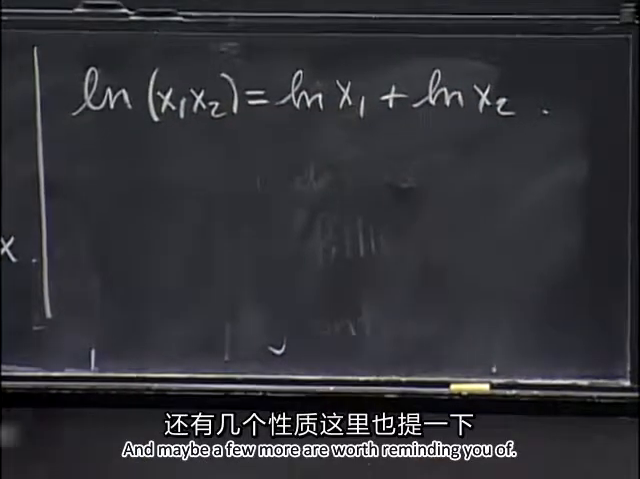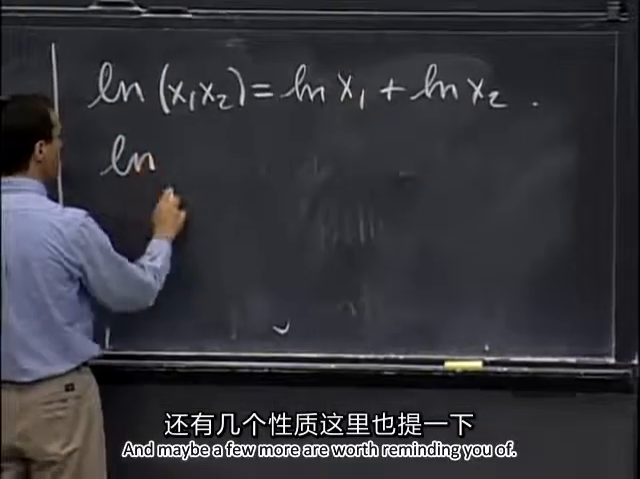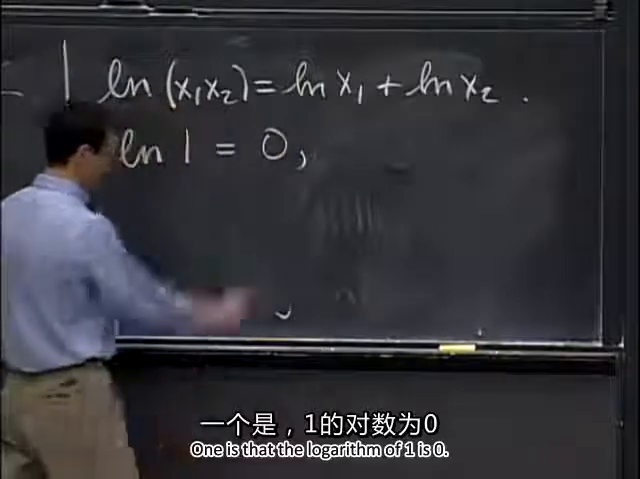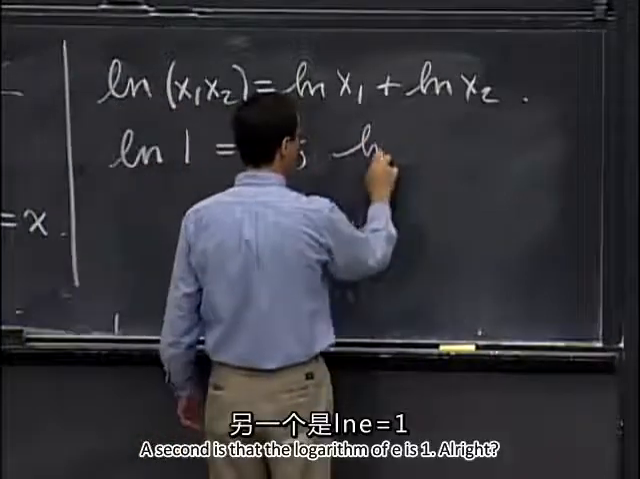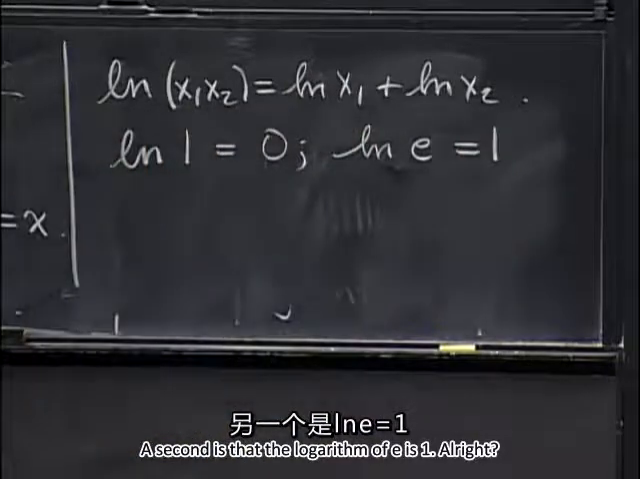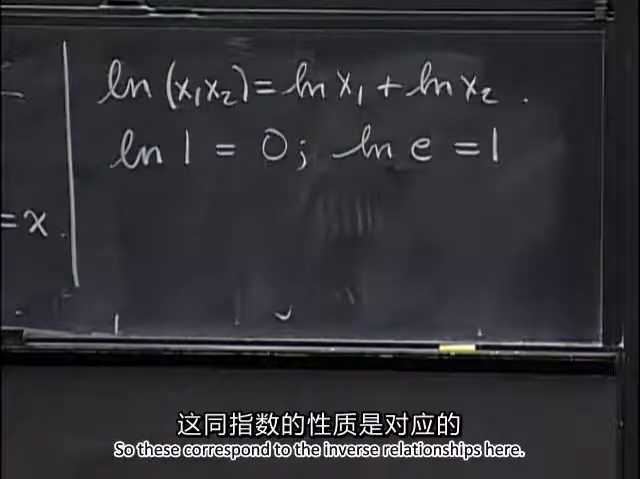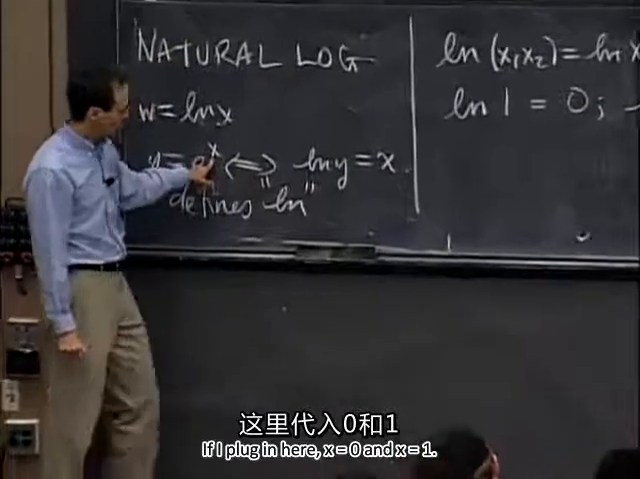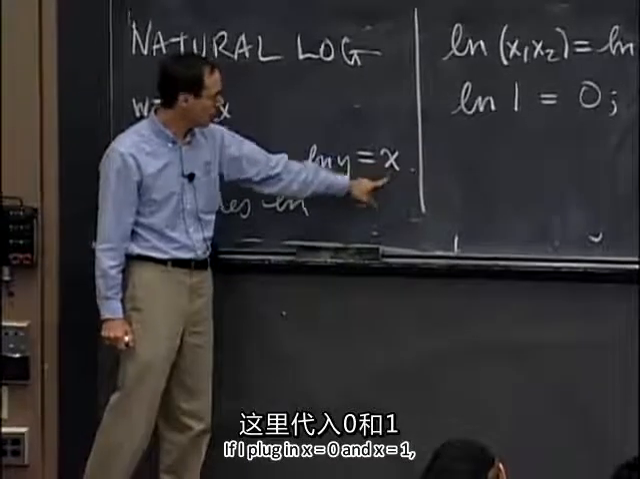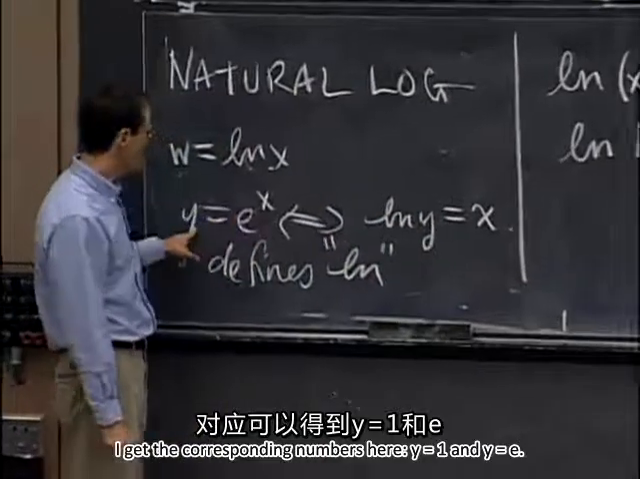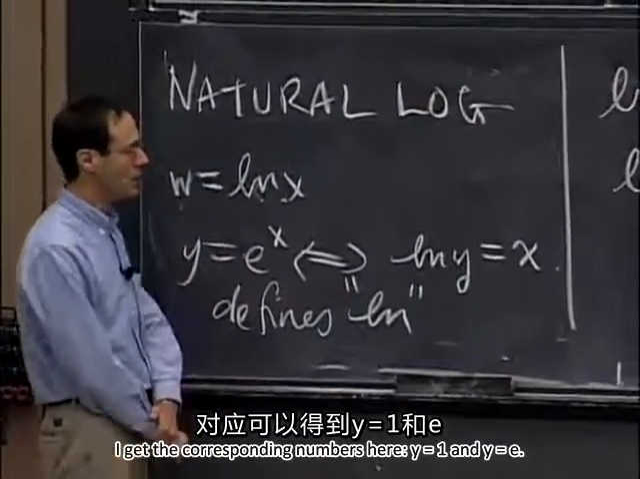And maybe a few more are worth reminding you of. One is that the logarithm of 1 is 0. A second is that the logarithm of e is 1. All right? So these correspond to the inverse relationships here. If I plug in x equals 0 and x equals 1, I get the corresponding numbers here, y equals 1 and y equals e.